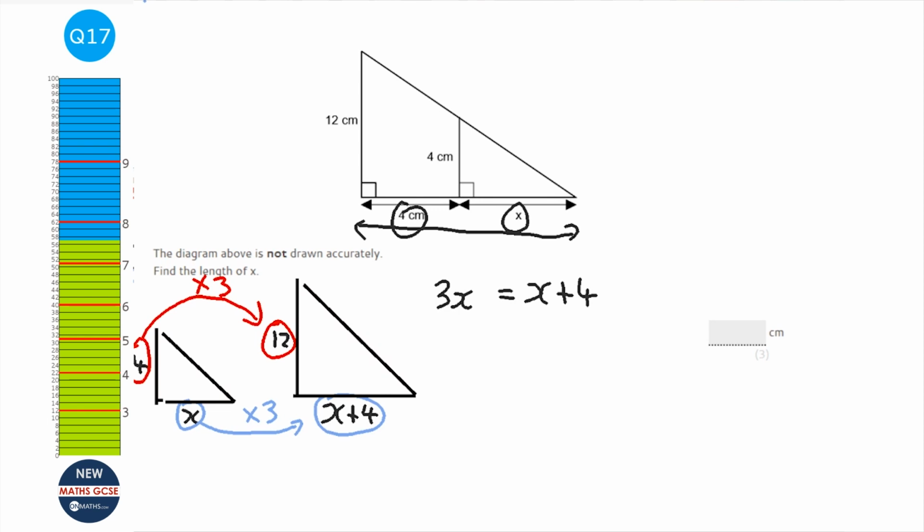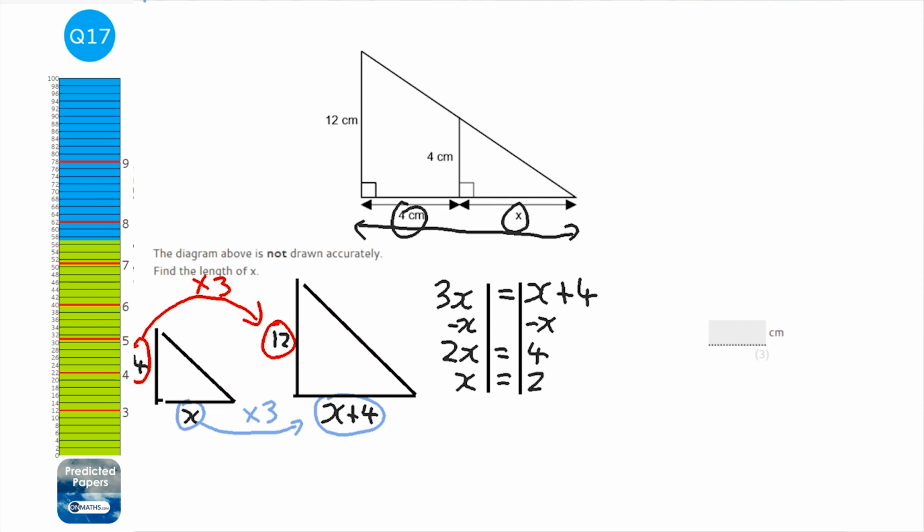And it just becomes a simple solving question where we just need to solve what x is. So we're going to take away x from both sides and it becomes 2x equals 4 and x equals 2. Let's just check that. If x is 2 there, then that makes that 6 and the original one 2. And 2 times 3 does indeed equal 6. So it says find the length of x and the length of x is 2.